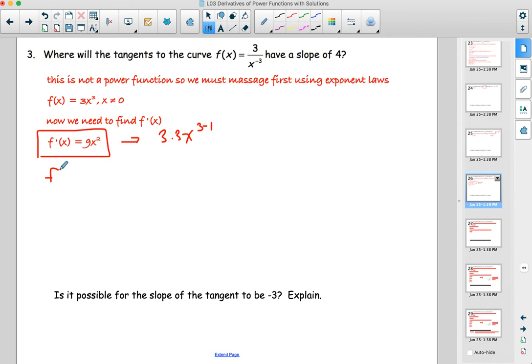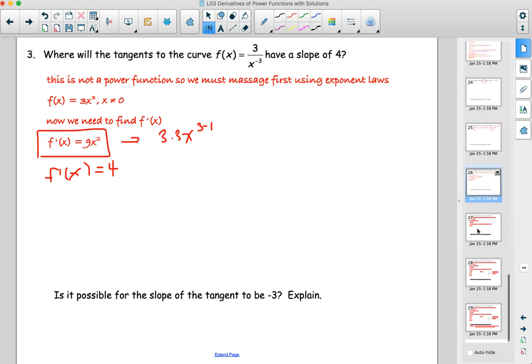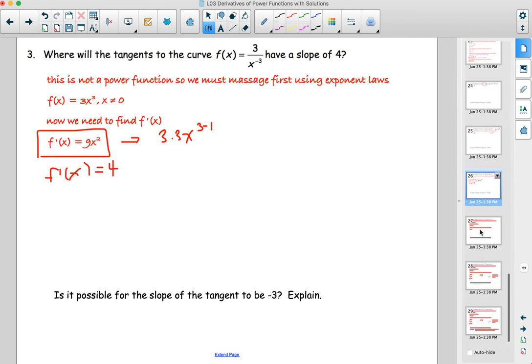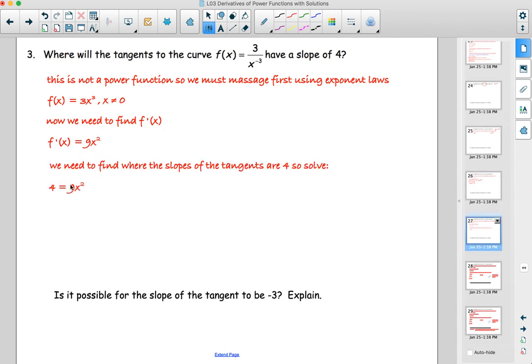I now want to find where f prime at x is equal to 4. So then we're going to solve that particular equation. You can set that up and solve it. Again, you can be in control of the timing. I'm just going to move forward. Now I need to solve 4 equals 9x squared.